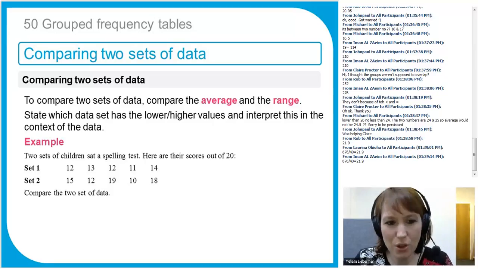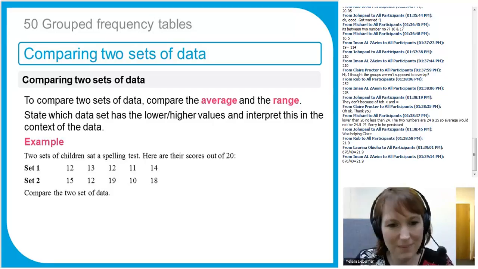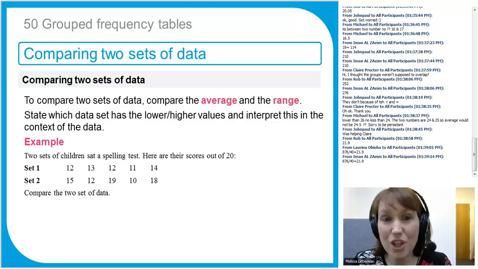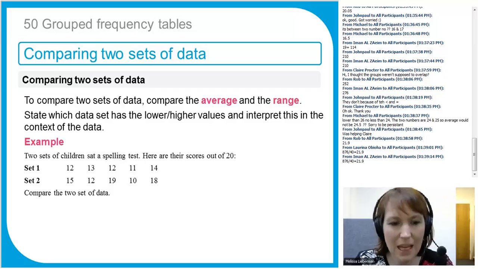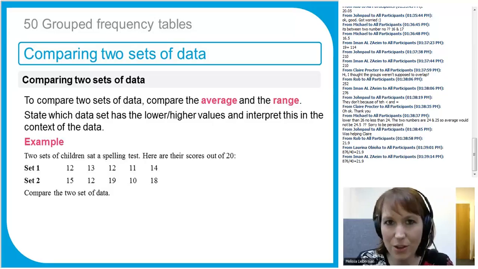So 2 sets of children sat a spelling test, and here are their scores out of 20. So we've got two sets of data here. We've got set 1, and these are the scores of the first set. They scored out of 20. The 20 doesn't really matter. It doesn't come into the calculation. So set 1, 5 children, and they scored 12, 13, 12, 11, 14. Set 2, they scored 15, 12, 19, 10 and 18, and we're asked to compare the two sets of data.